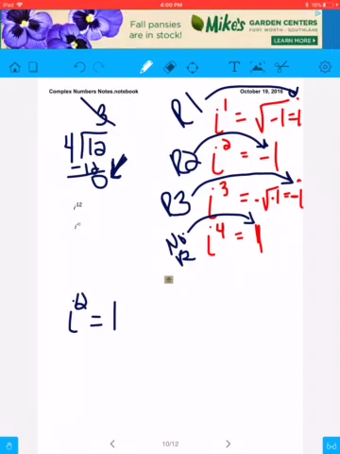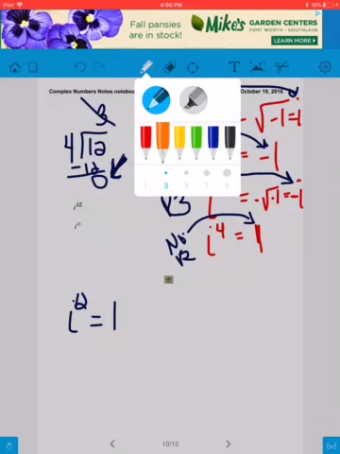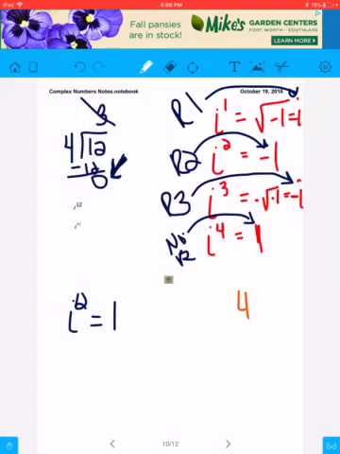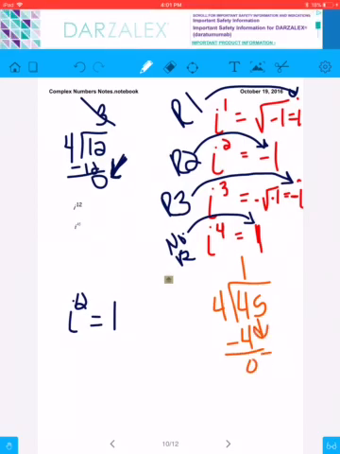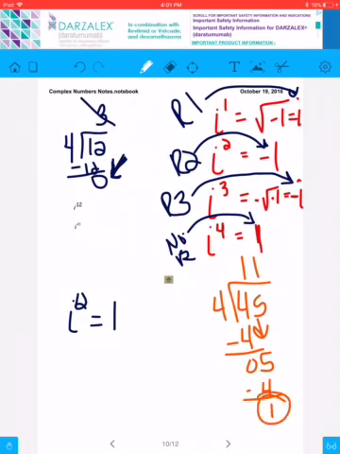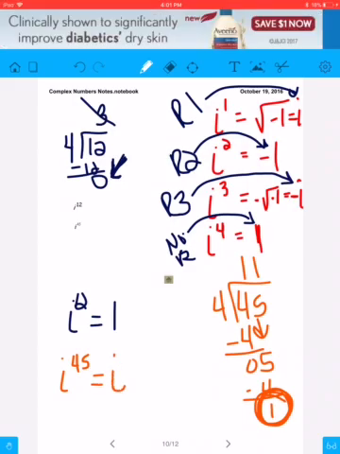So if I'm finding i to the 45th power, I'm going to take 45 and divide it by 4. So 4 goes into 4 one time. 1 times 4 is 4. Subtract, 0. Bring down the 5. 4 goes into 5 one time. 1 times 4 is 4. Subtract, 1. I have nothing else to bring down, so 1 is my remainder, which means i to the 45th power is equal to i, because I have a remainder of 1.